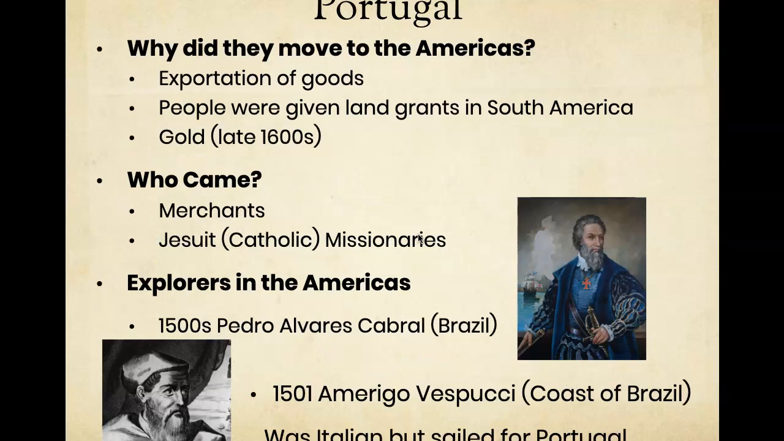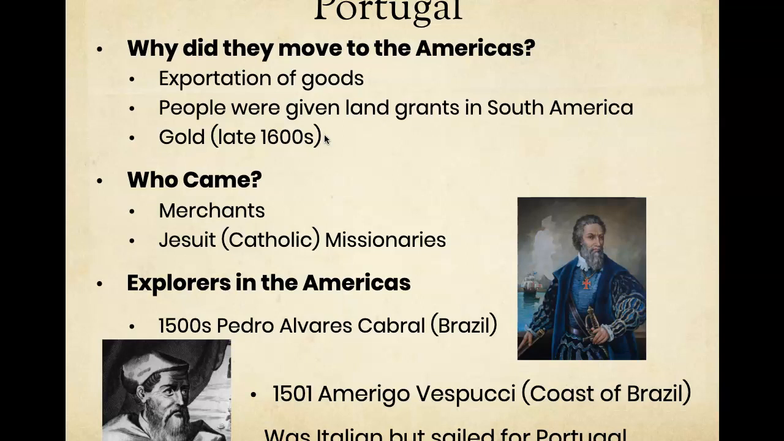And last but not least, we have Portugal. Portugal was interested in the exportation of goods. People were given land grants in South America if they moved there. And then they started exploring for gold in the late 1600s. The people who came were merchants and the Jesuit or Catholic missionaries to convert Native Americans.